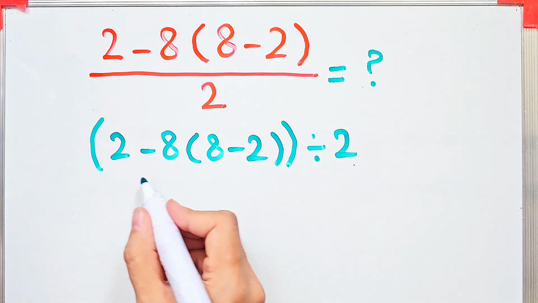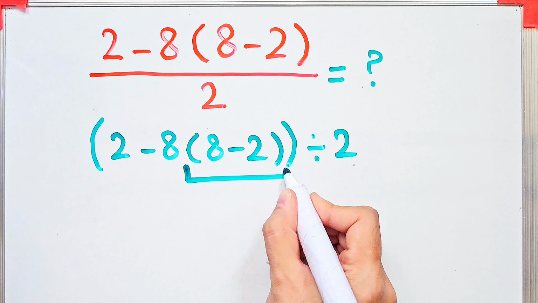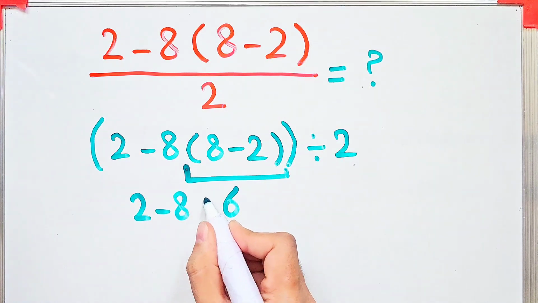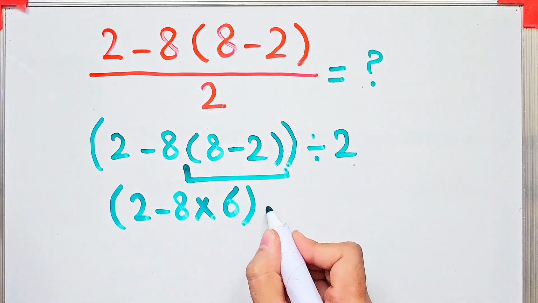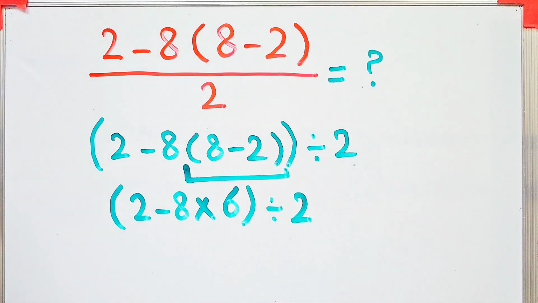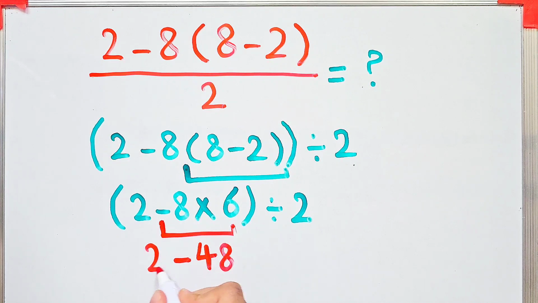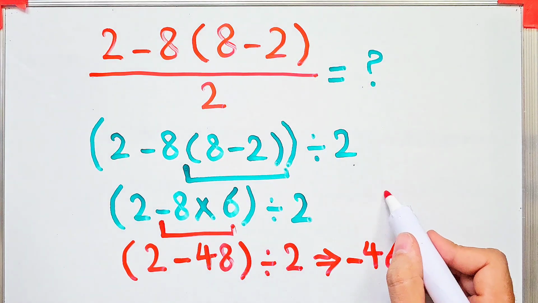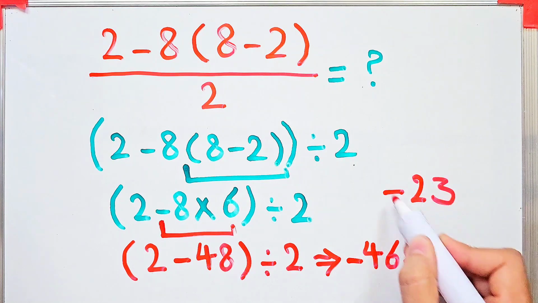According to the order of operations, which is PEMDAS, first we simplify what inside the parentheses. 8 minus 2 equals 6. 2 minus 8 times 6, then divided by 2. Again, we simplify the parentheses. Inside the parentheses, we have multiplication that has higher priority than subtraction. First, we do the multiplication. After that, we simplify what inside the parentheses and do the division. 2 minus 48, that equals negative 46. And negative 46 divided by 2 equals negative 23. And we get the final answer of this question.